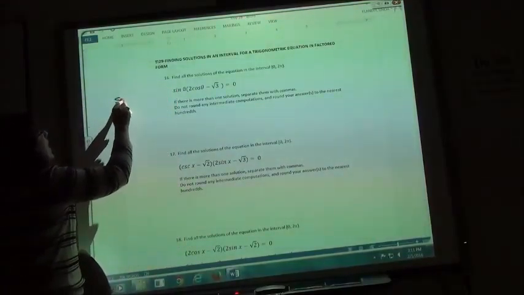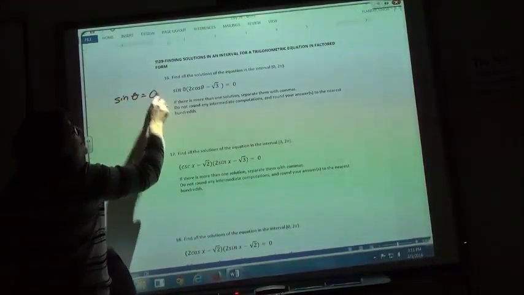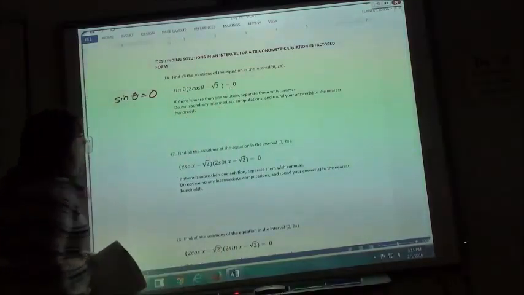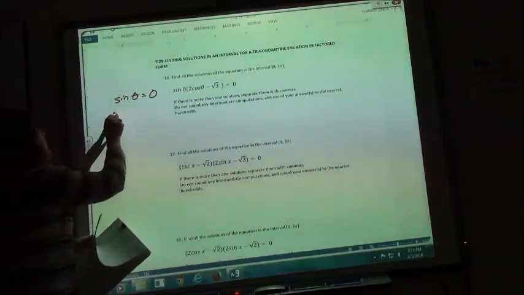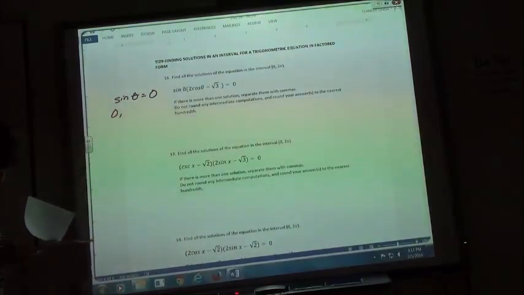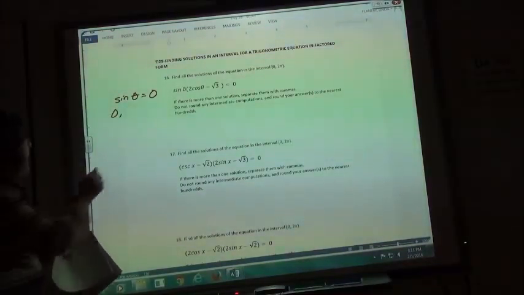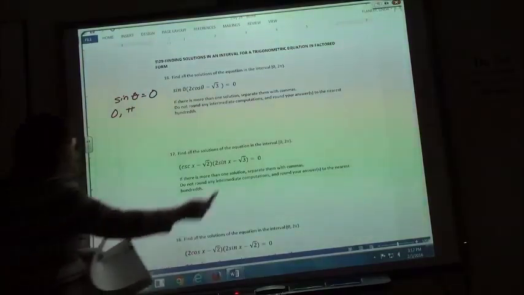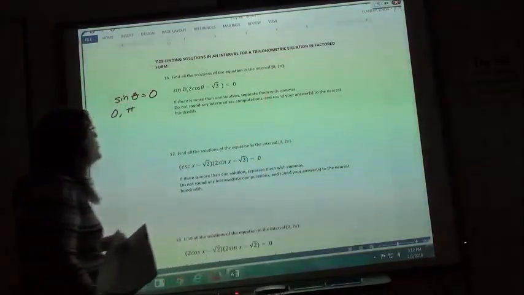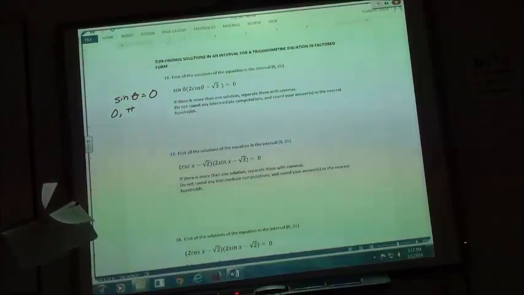Starting here, I have the sine of theta equals 0 then. So sine of theta equals 0. So I'm just going to go ahead, look at my table, find my table again. Under my sine, I'm equal at 0 and at pi. You'll also see that it's equal at 2 pi, but we're not including 2 pi in our answer. So 0 and pi.